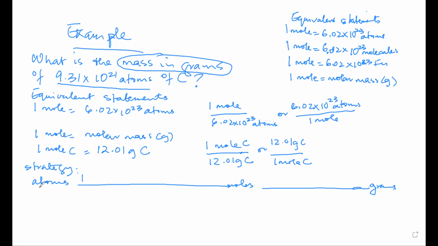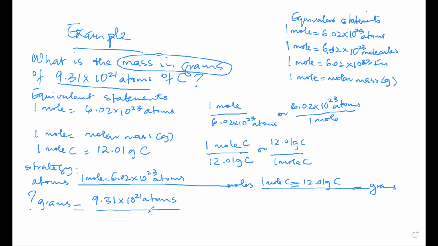So we are going from atoms to mole first. So that will be this equivalent statement. And we are going from moles to grams. That will be 1 mole of carbon equal to 12.01 grams of carbon. Then we set up the mass in grams. We know 9.31 times 10 to 21 atoms over 1. We follow dimensional analysis steps.